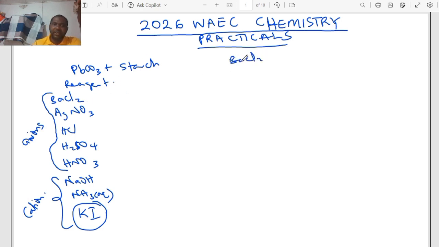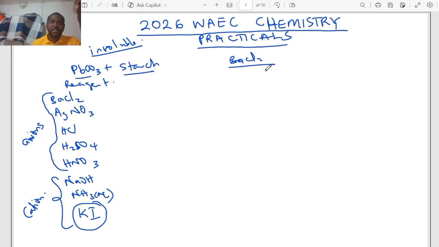How barium chloride affects this. First of all, both lead carbonate and starch are insoluble in water, and because they are insoluble in water, you cannot use water to separate them. So there is a likelihood that you will never see a case where you are asked to add water to separate these two. But if you are asked to add water, nothing spoil. I'm trying to let you know that there is no way water can be used to separate this. Water can only be added maybe to try certain tests.